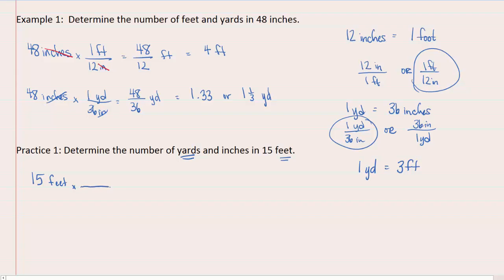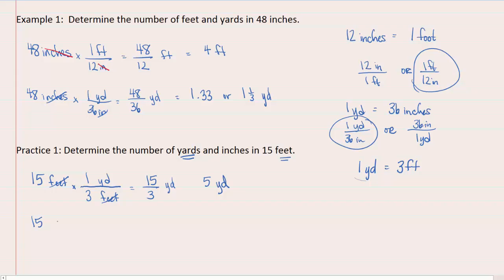Now we have to determine what goes in the denominator. Is it the 1 yard or the 3 feet? Since I would like to reduce the feet out, I will put 3 feet in the denominator, which means that I must put 1 yard in the numerator. The feet reduce out, which leaves me with 15 over 3 yards. I now must reduce this, and 15 divided by 3 gives me 5 yards.